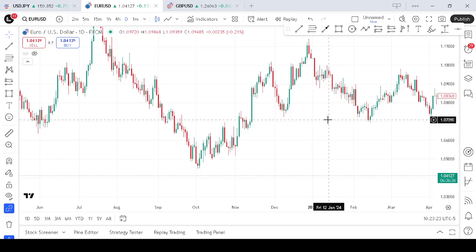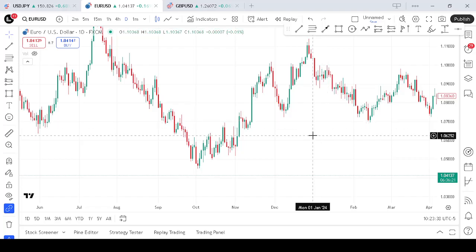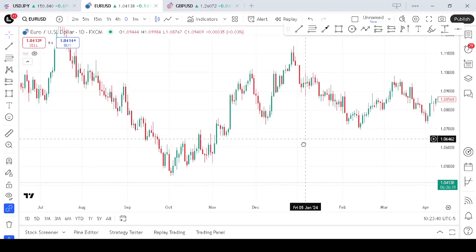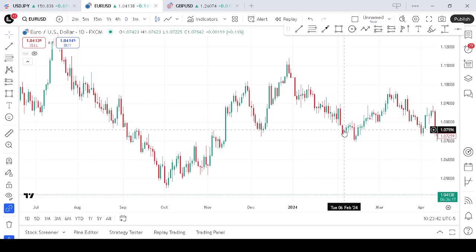Stay until the end as we break down a real chart example and show you exactly how to spot this setup. Now, what is the outside day? The outside day forms when today's price action completely engulfs the previous day's price action.